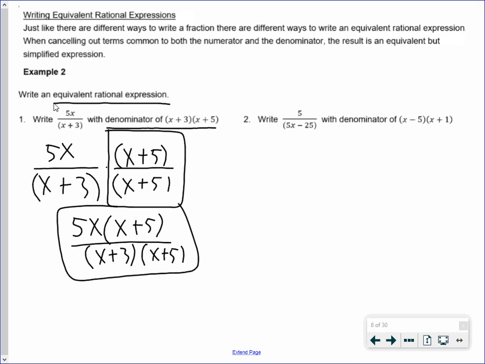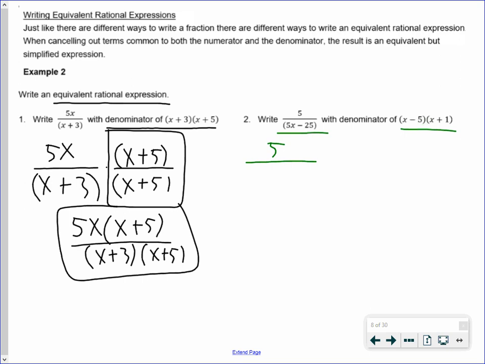And now for number 2, we're going to do the same thing. We want to write an equivalent rational expression of 5 over 5x minus 25 with x minus 5 times x plus 1 in the denominator. So before I ever start messing with rational expressions or changing the denominator or doing anything with it, I'm always going to factor it down and simplify it as much as I can. Simplified expression is always going to be easier to work with. So I'm going to simplify this expression some more.